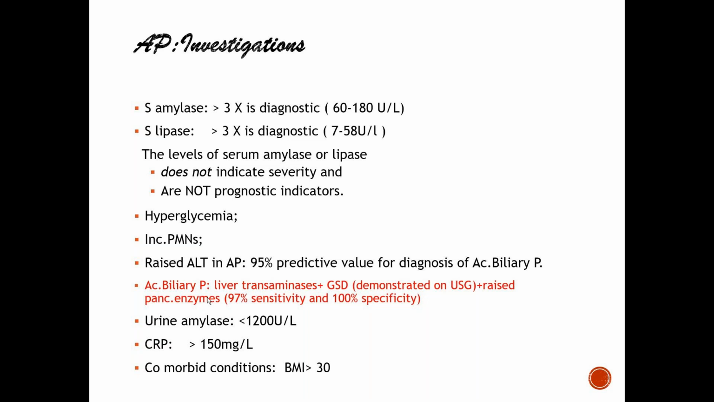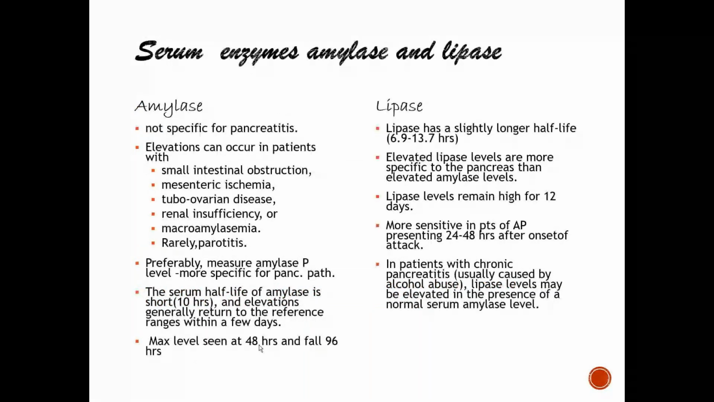Urine amylase, not a very good measure. I just noted it down because that was usually done initially. CRP is non-specific. Anything more than 10 milligram is abnormal. You will have levels of 150 milligram per L, but that just suggests an acute disease in the body. It doesn't tell you it's acute pancreatitis. And then comorbid condition, which is very important, is the BMI. Those patients who have a BMI of more than 30 are liable to get a much more severe form of acute pancreatitis, right?